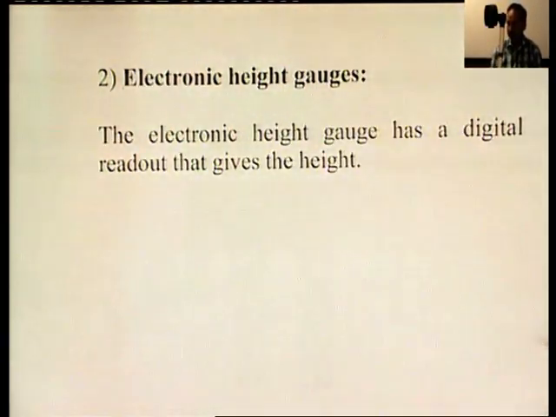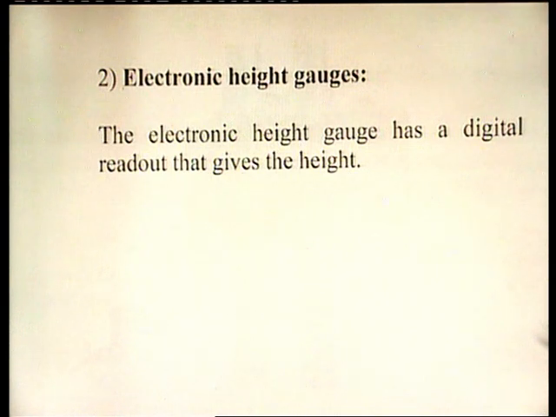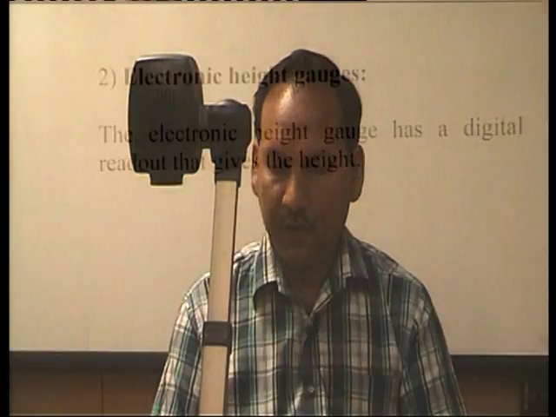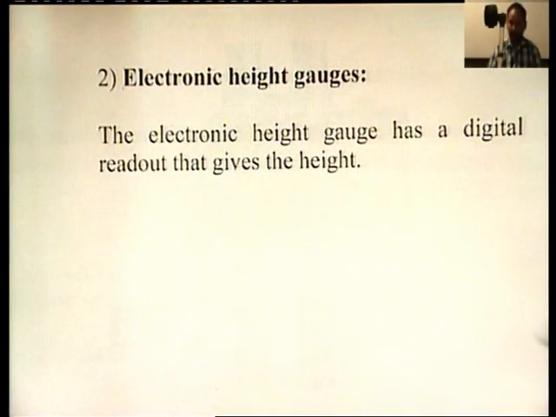The second type of vernier height gauge is the electronic height gauge. The electronic height gauge has a digital readout that gives the height.